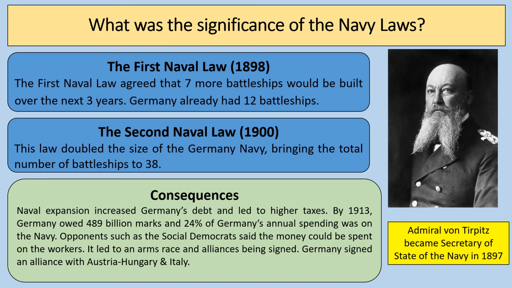There's a nice little picture there of Admiral von Tirpitz, who became the Secretary of State of the Navy in 1897. Now this has huge consequences in Germany because it increases Germany's debt and leads to higher taxes. We've already said how Germany owed 489 billion marks, but 24% of Germany's annual spending was on the Navy. That's a huge amount of money to be spending on the Navy and the military. Nowadays, in 2022, the NATO requirement for NATO countries is to spend about 2% of annual spending on their military, so 24% is absolutely massive. And this, of course, leads to an arms race, and it leads to alliances being signed. Germany signed an alliance with Austria-Hungary and Italy before the First World War.